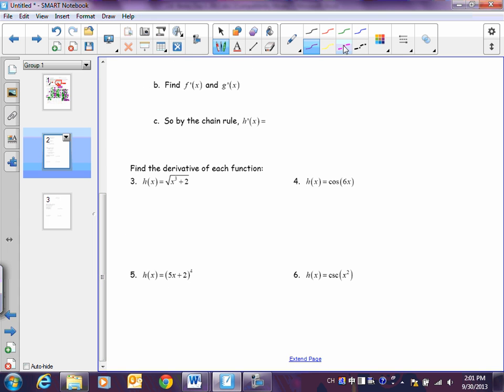Okay. I am going to switch colors, and I'm not going to color code anymore. If you want to color code on your own paper, that's fine.